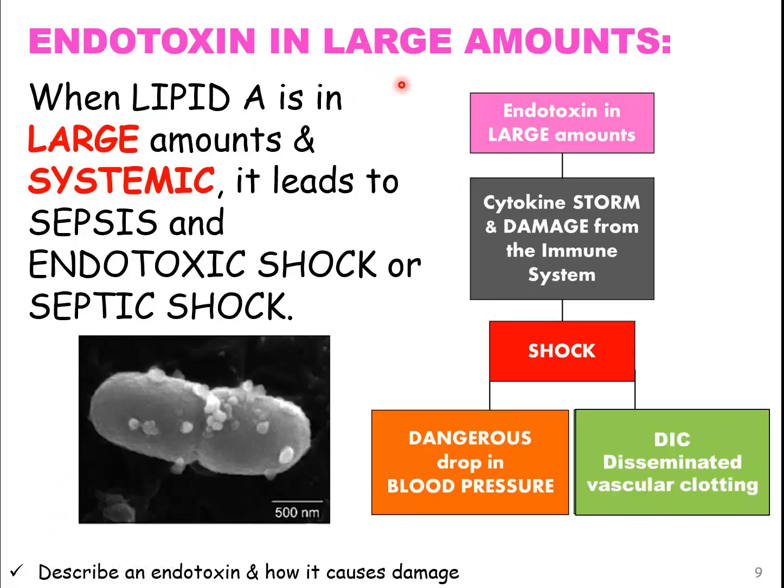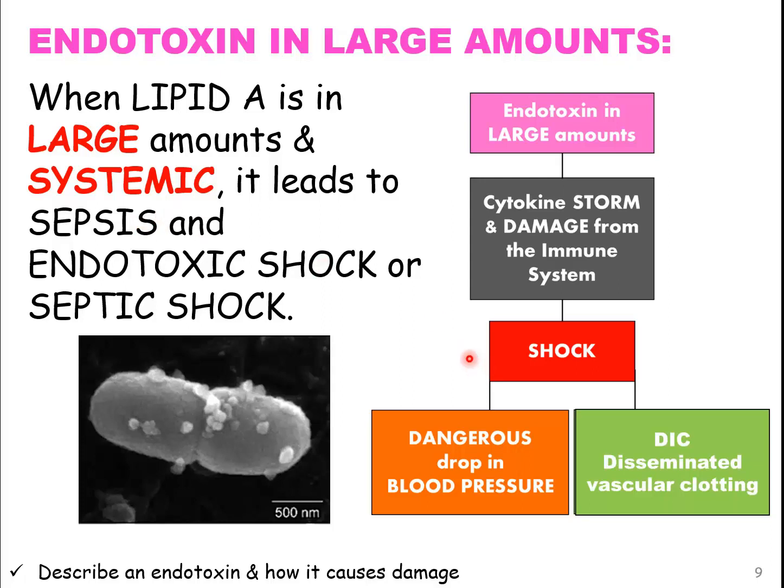When we get that lipid A, lipopolysaccharide, that endotoxin in large amounts, particularly when it goes systemic, we get that cytokine storm that's going to do a whole lot of damage. And that over-exaggerated immune response is sepsis. Your patient's going to look like death. They're going to feel like death.